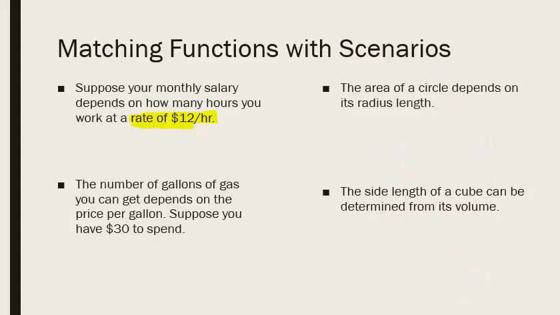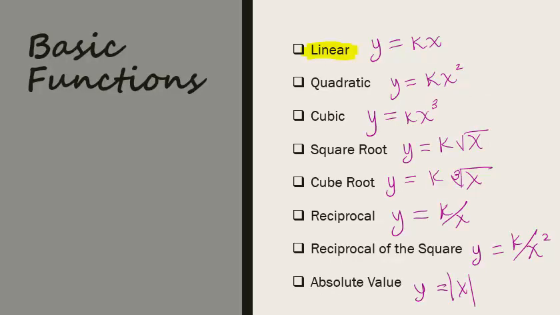Another way you could think of this is to write a formula. Your monthly salary, S, depends on how many hours you work at a rate of $12 an hour, so I would say S equals 12H. And we can clearly see that this is the equation of a line, since both S and H are raised to the first power. So we're going to say linear, and we can pick out which one of these formulas it looks closest to. A linear function is of the form y is equal to k times x.